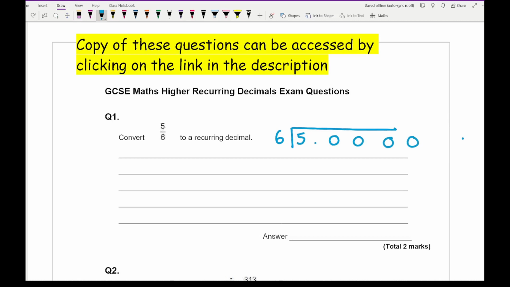So here 6 into 5 goes 0, so I carry the 5. Then 6 into 50 goes 8, it's 48, remainder 2. 6 into 20 goes 3, remainder 2. And then it's going to be 3, and I'm going to constantly keep getting a remainder of 2, therefore giving me 3. So here 5/6 is going to be 0.83 recurring, and there is my final answer. So in here I would write it as that.